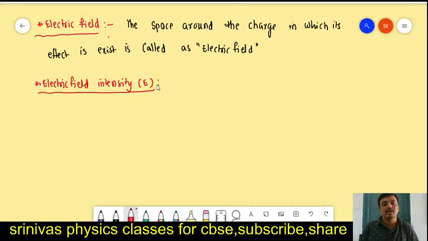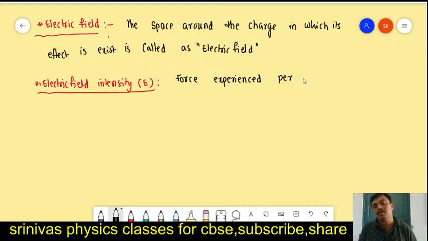Remember very carefully. It is the force experienced per unit test charge. For one unit test charge, how much force is experienced? That is called the electric field intensity.